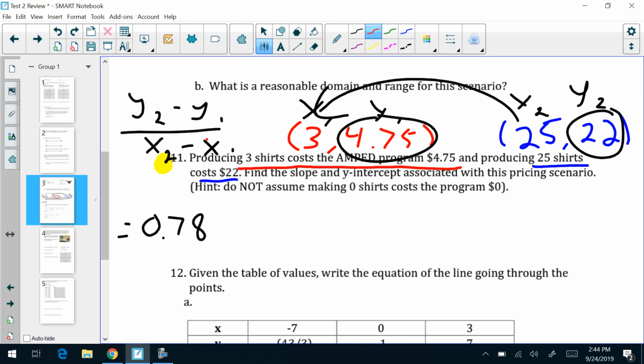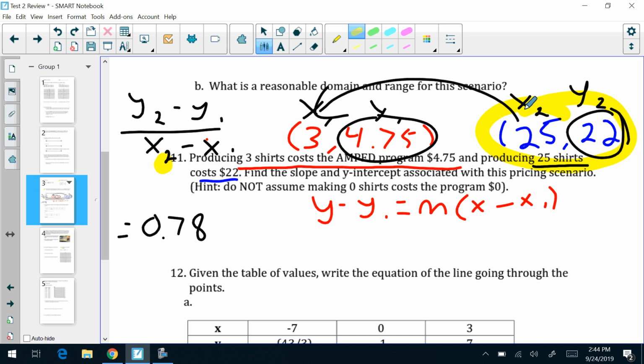So now that I've got that, I want to find the y-intercept, and the way we do that is by starting off in point slope form. I'm going to plug in, I don't really love decimals, so I'm going to use this point, 25, 22.